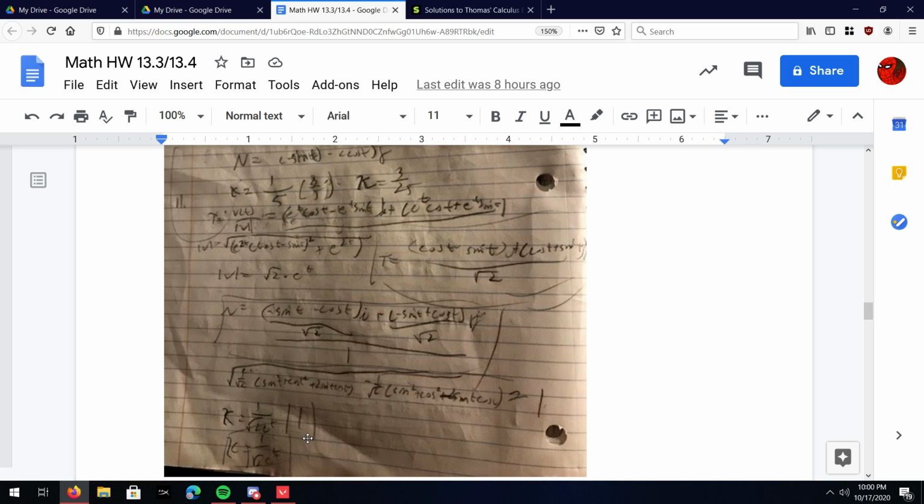And then the curvature kappa is just the magnitude of dT, the derivative of T, which is 1 as we just found, times 1 over the magnitude of velocity, which is root 2 times e to the t. And so then you just get kappa as being 1 over root 2 times e to the t. And yeah, that is number 11.